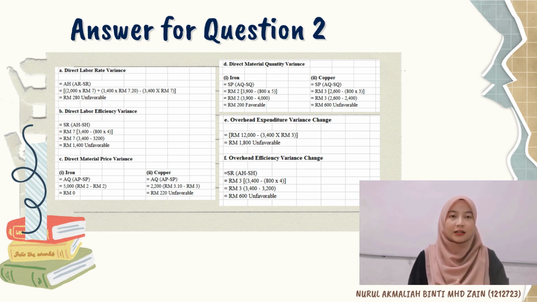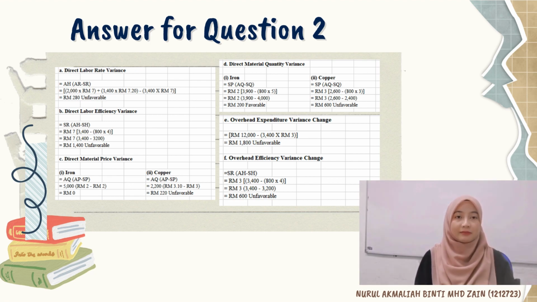B. The formula for direct labor efficiency variance is direct labor efficiency variance equal to standard rate times actual hours minus standard hours. The standard rate is RM7. The actual hours are given as 3,400 hours. The standard hours are given as 800 units, each requiring 4 hours. Therefore, the company incurred an unfavorable direct labor efficiency variance of RM1,400.